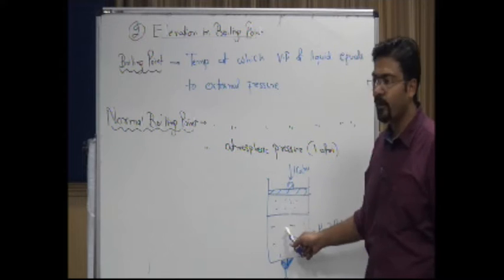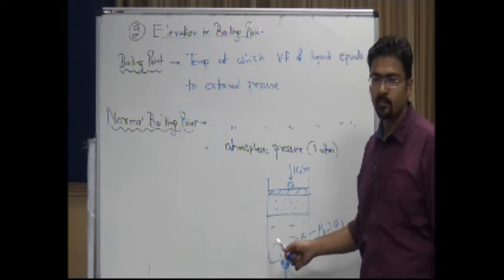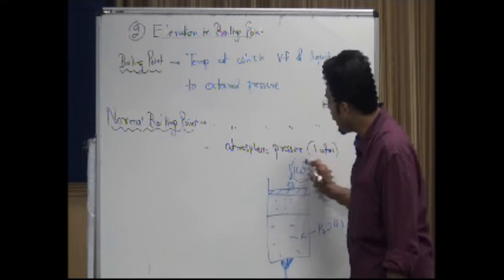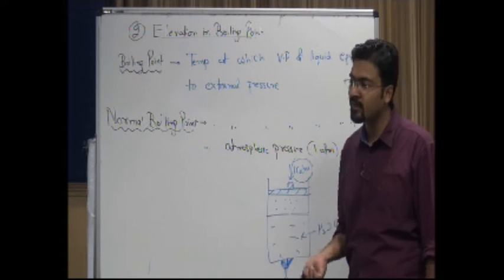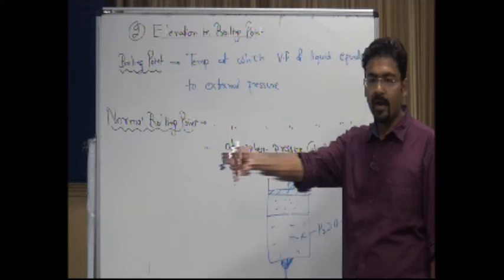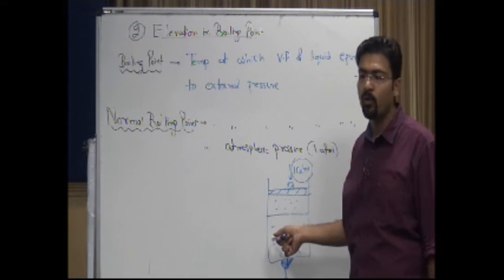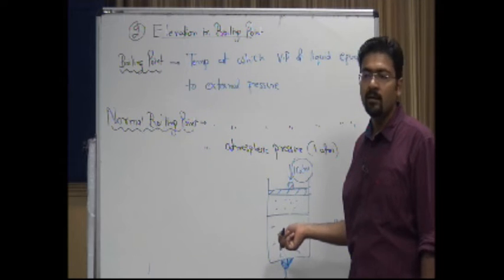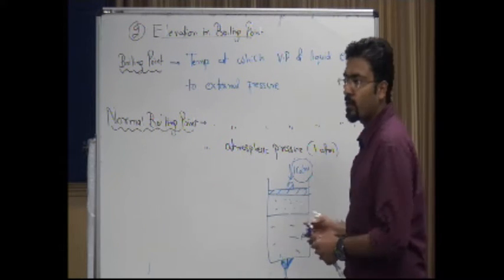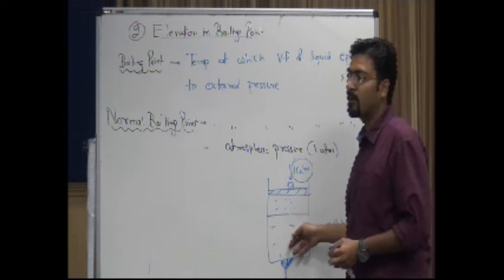If I heat this liquid, ideally it should boil at 100 degrees Celsius. But because I'm applying 10 atm pressure, the vapor pressure will not reach 10 atm at 100 degrees Celsius. It will reach 10 atm at a higher temperature, so it will not boil at 100. It will boil at a temperature higher than 100, right? That is why we use a pressure cooker. I'll come back to the pressure cooker case.